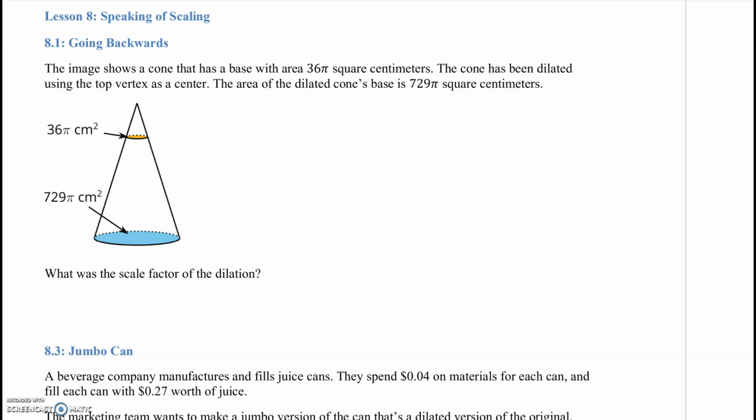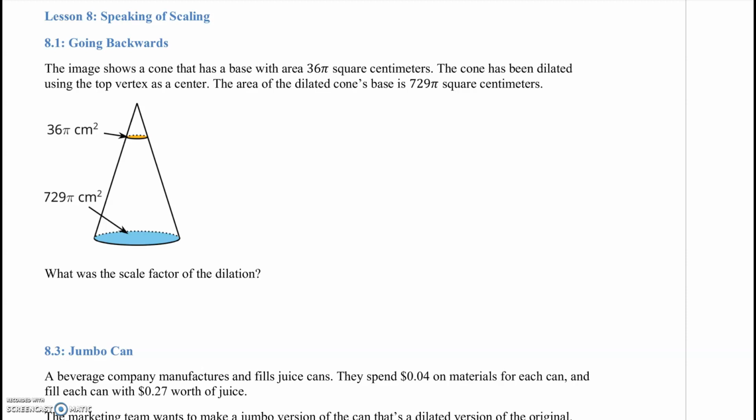To get started here, the image shows a cone that has a base area of 36 pi square centimeters. The cone has been dilated using the top vertex as the center. The area of the dilated cone's base is 729 pi square centimeters. And the question is, what is the scale factor for the dilation?